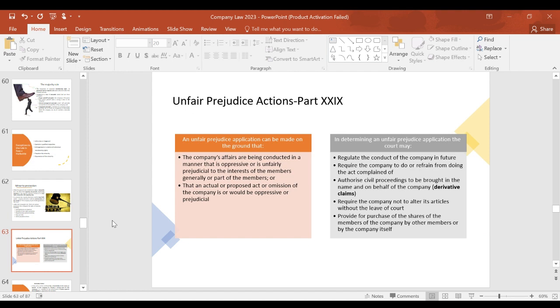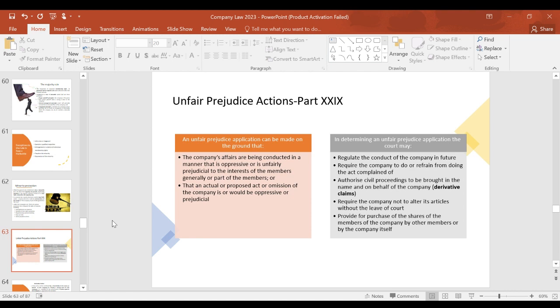Of course, the court can also order that an act which is being complained of be refrained or be undone by that particular company. So, if directors may be ordered to call for a meeting, or to some extent they may be ordered not to do a certain act, an act which may be prejudicial to a member.